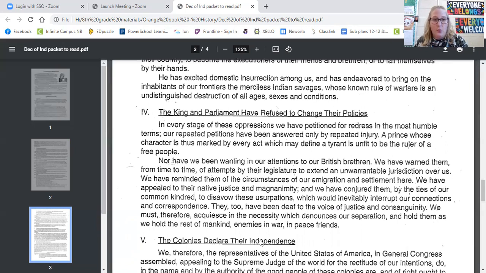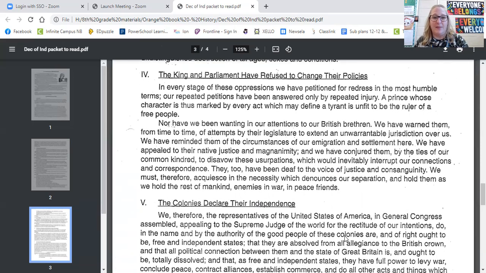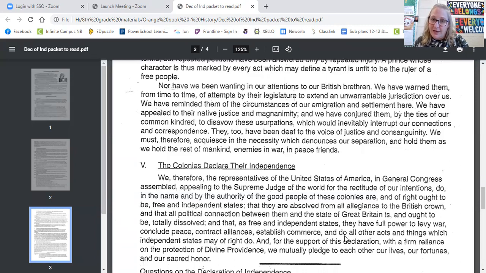Stop highlighting. We must therefore acquiesce in the necessity which denounces our separation and hold them as we hold the rest of mankind, enemies in war, in peace friends. Okay, highlight that last part, enemies in war, in peace friends. In a breakup letter, how does that work? I don't want you. I don't think you should be with anyone. But when this is all over, oh, here's the big line. I think we should be friends.